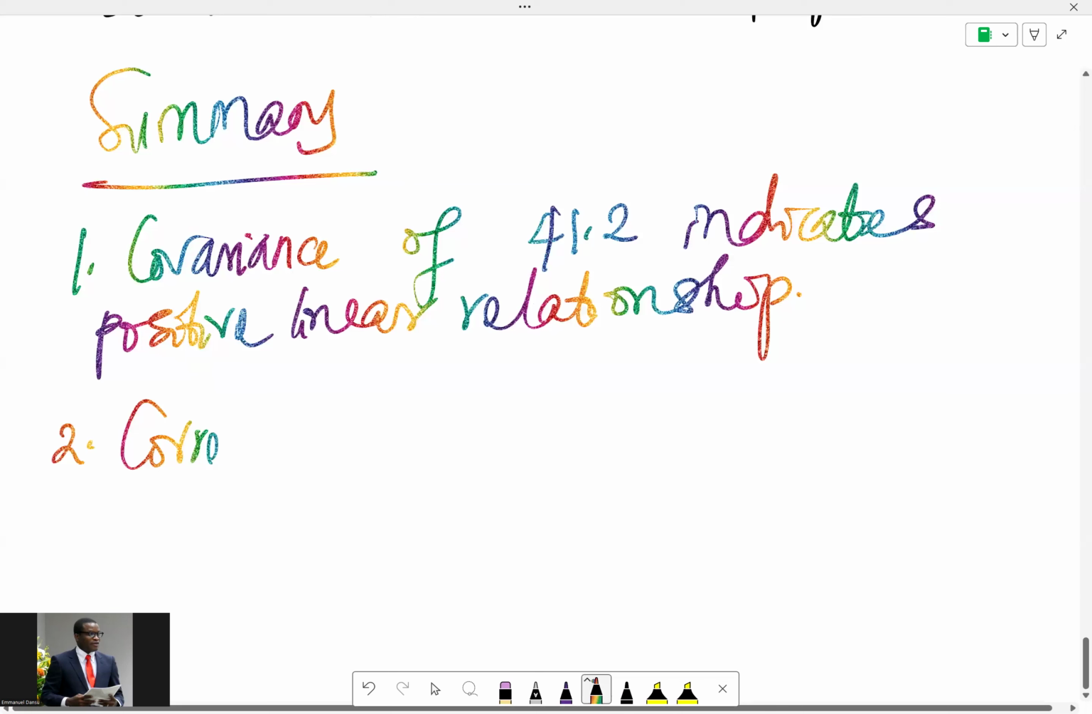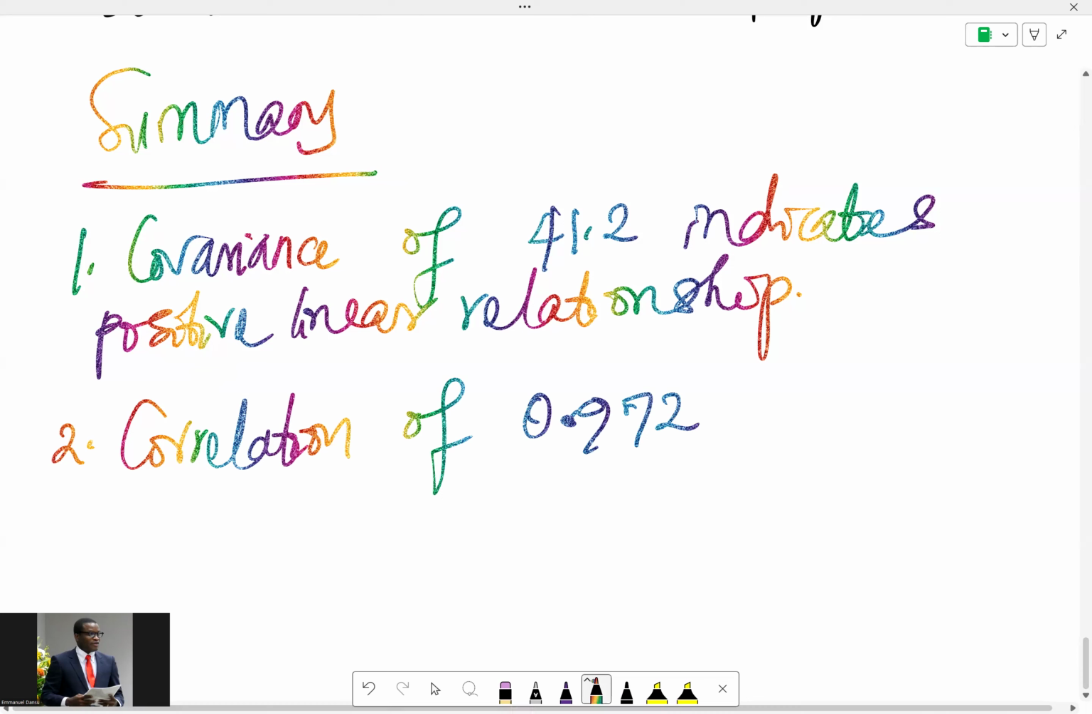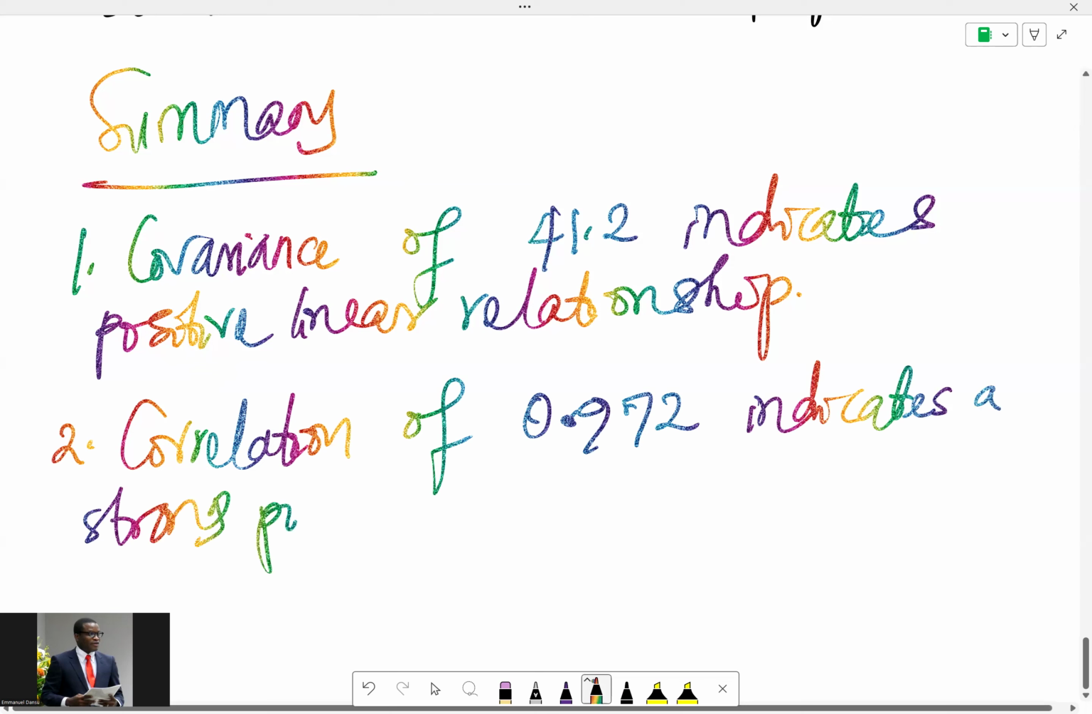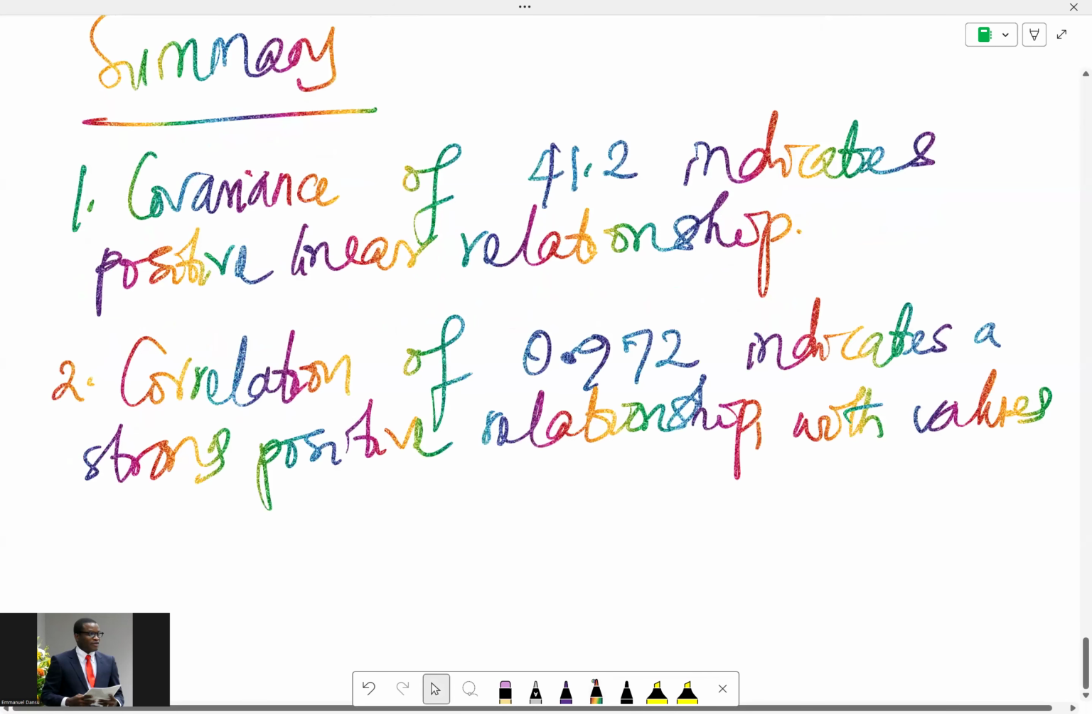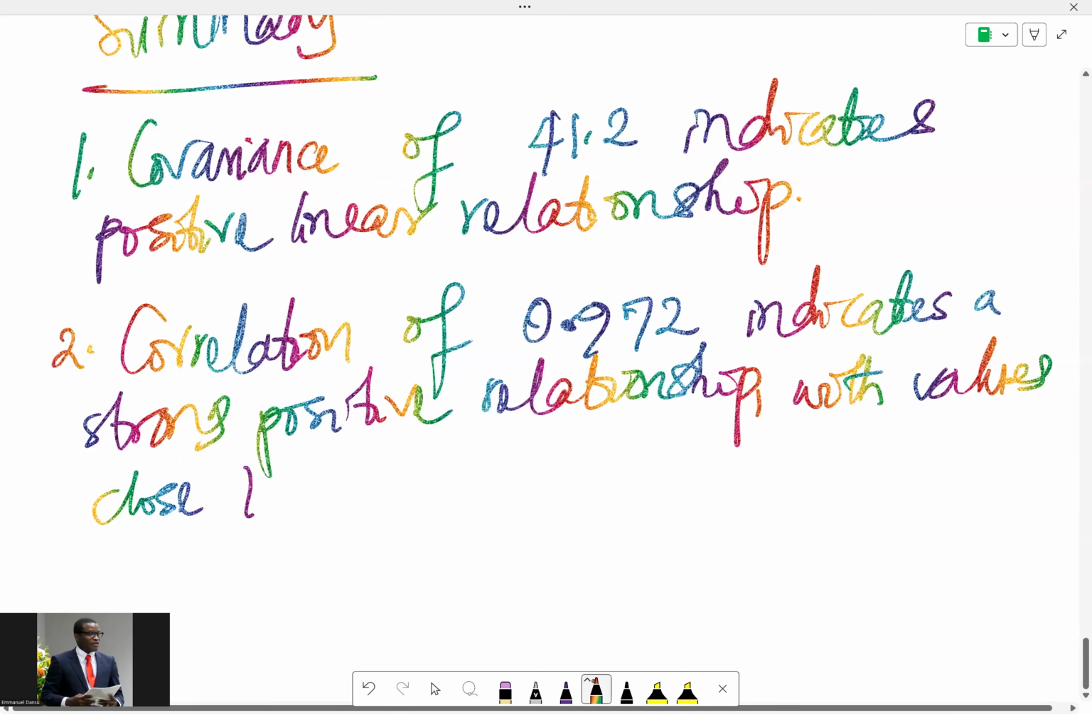correlation of 0.972 indicates a strong positive relationship, with values close to 1.